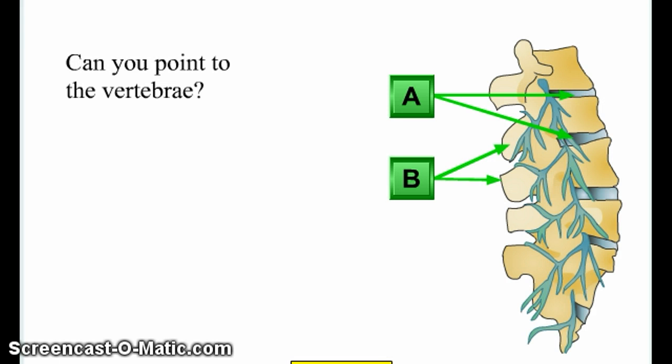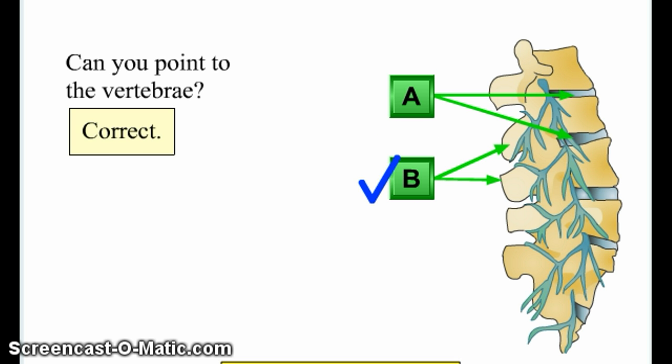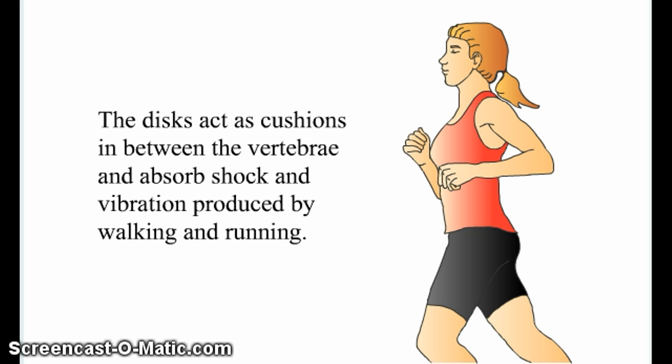Can you point to the vertebrae? Press A or B. Correct. The discs act as cushions in between the vertebrae and absorb shock and vibration produced by walking and running.